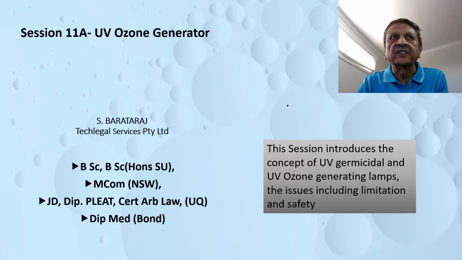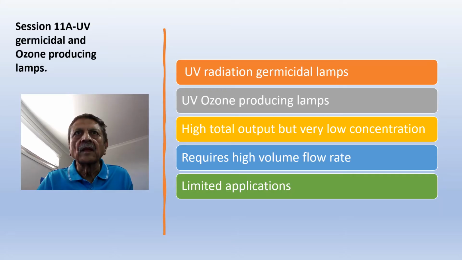This is session 11A of the ozone technology course, and this session introduces the concept of UV germicidal lamps, UV ozone generating lamps, the issues including limitation and safety. There are two types of lamps. One is called the UV radiation germicidal lamps, and the other one is the UV ozone producing lamps.